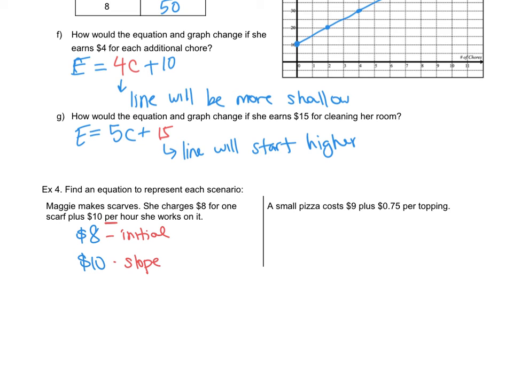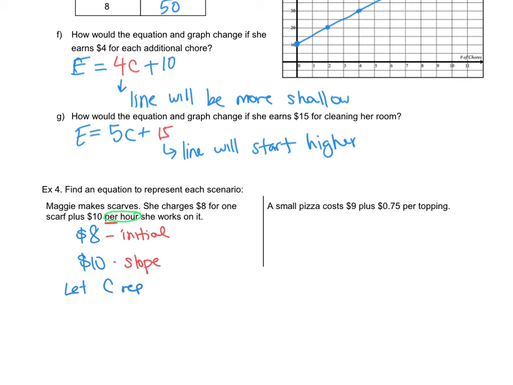If she puts in an hour of work, she'll get an additional 10. She puts in 2 hours, there's an additional 20. So our variables are the total cost of the scarf and the number of hours. One of your variables, you can always see it based on what that per is. It says per hour, so there's a variable. And then we are talking about cost, so that one will be the other.